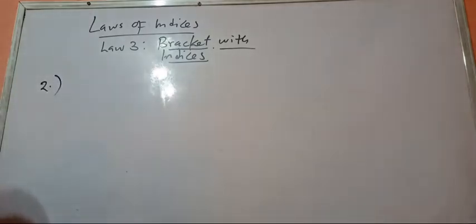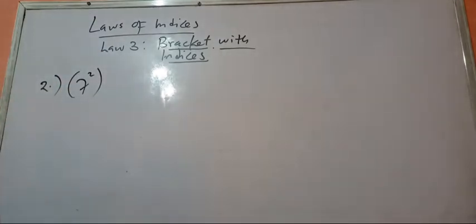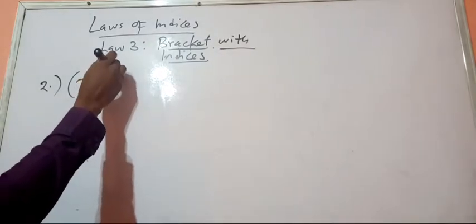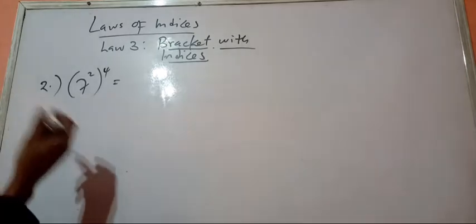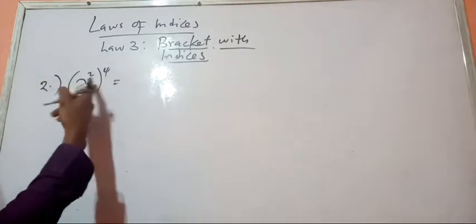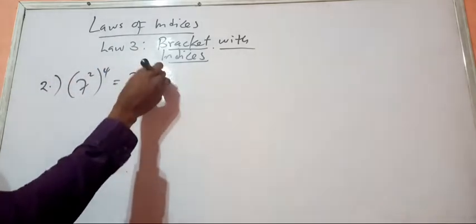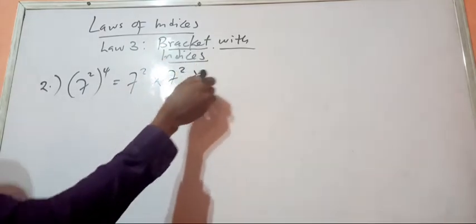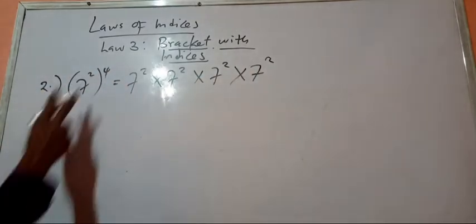Number 2. 7 raised to power 2, bracket, power 4. The same thing: raise the term inside the bracket by the power outside the bracket. So this is 7 on a single base. 7 raised to power 2 multiplied by 7 raised to power 2 multiplied by 7 raised to power 2 multiplied by 7 raised to power 2. Four times, because the power is 4.